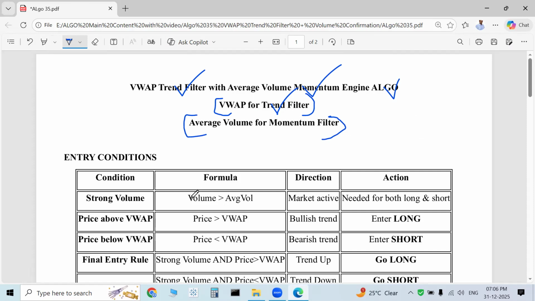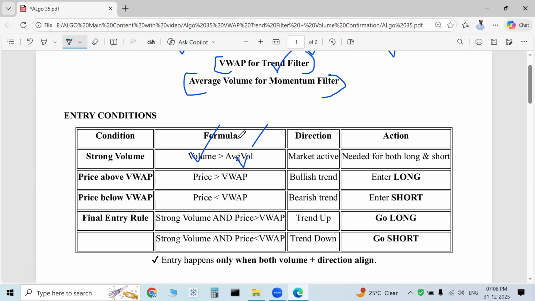First, we are going to calculate the volume from the market, and from that volume, we are going to calculate the average volume. So we will take some readings from the market on the volume side, and then we are going to calculate the average volume. If the current volume is greater than the average volume in the market, then we will check whether the price is above VWAP or below VWAP.